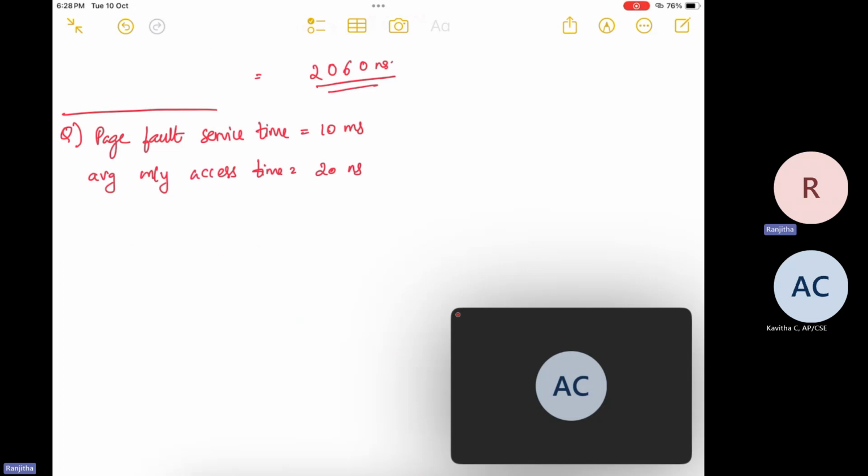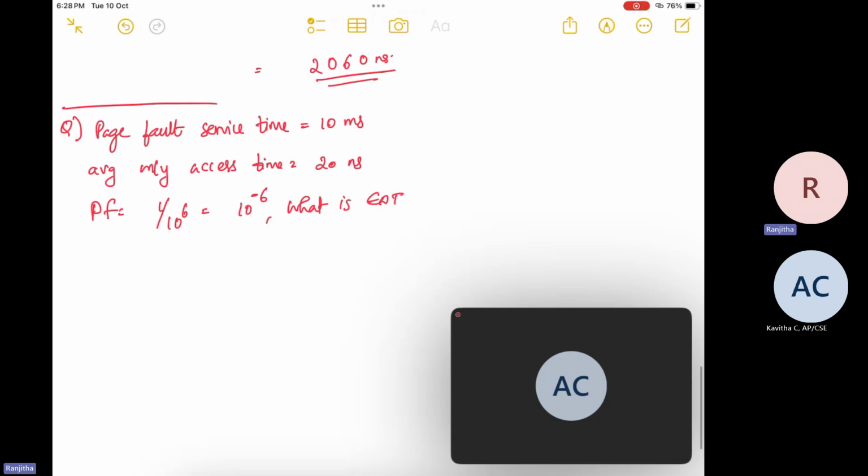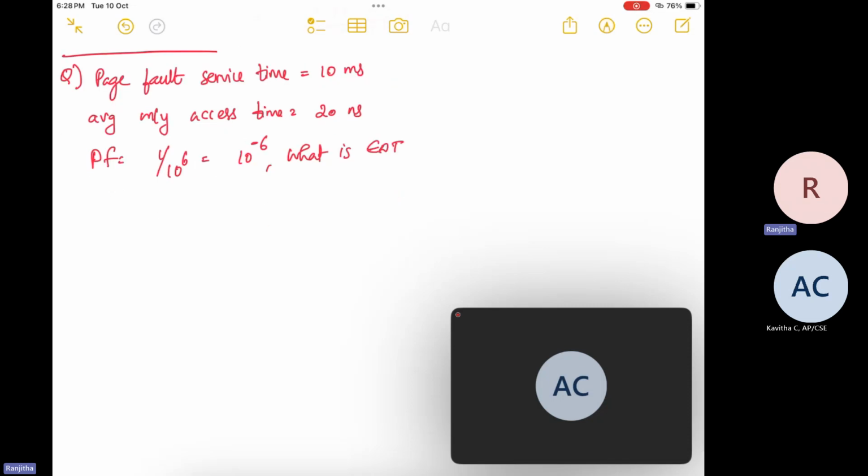And page fault is given as 1 per 10 power 6 accesses. So page fault is given as 1 by 10 power 6, which is 10 power minus 6. So the question is, what is the effective access time? Okay, here since there is no mention of TLB, we will directly use the second question itself.